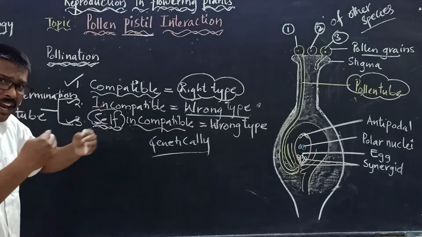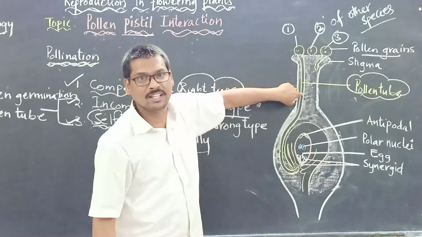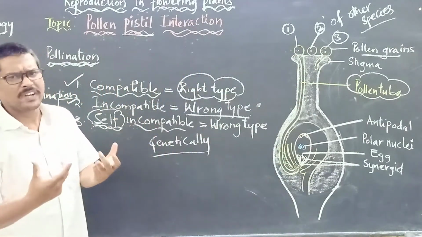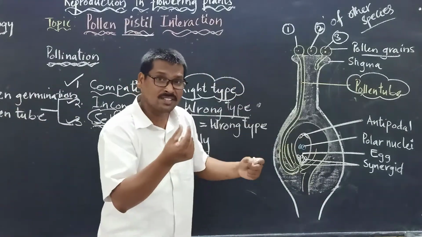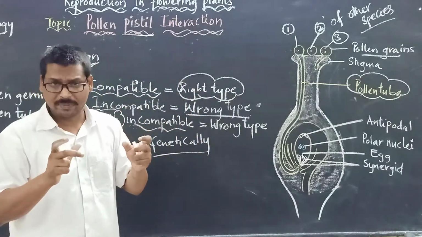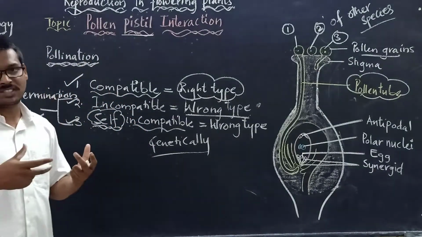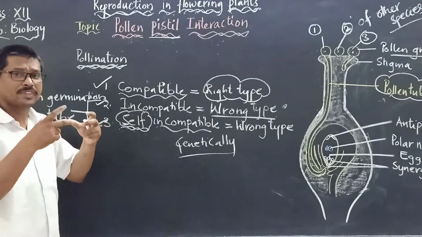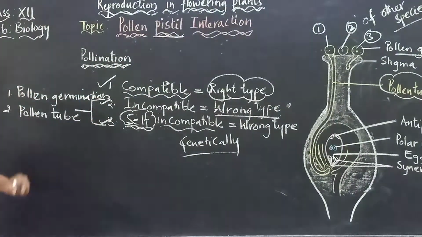This continuous dialogue between the pollen grains and the pistil is under the control of various types of components, meaning chemicals. Different chemicals are always interacting between these two, and which one is the right type and which is the wrong type is under their control. Botanists are doing research to identify the different chemicals which help in pollen-pistil interaction.